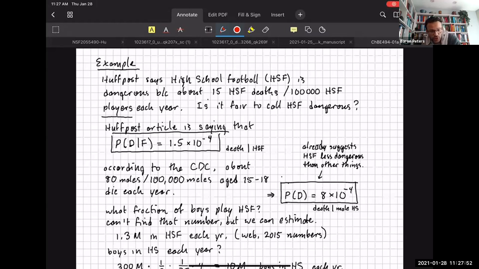All right, so according to the CDC, about 80 males per 100,000 males from 15 to 18 years of age die each year. That means that the probability of death, just given that you are male and of high school age, is 8 times 10 to the minus 4. So already you can see an indication that high school football might be less dangerous than some of the other things that teenagers do.